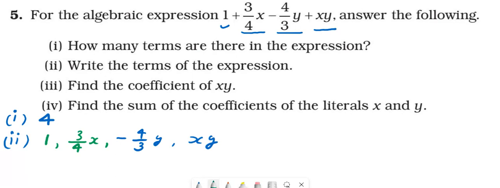Now in the third part, they are asking the coefficient of xy. So beta, the coefficient of xy equals to. Here the coefficient of xy is simply 1 because no number is written. So we'll consider 1. Hence the coefficient of xy is 1.